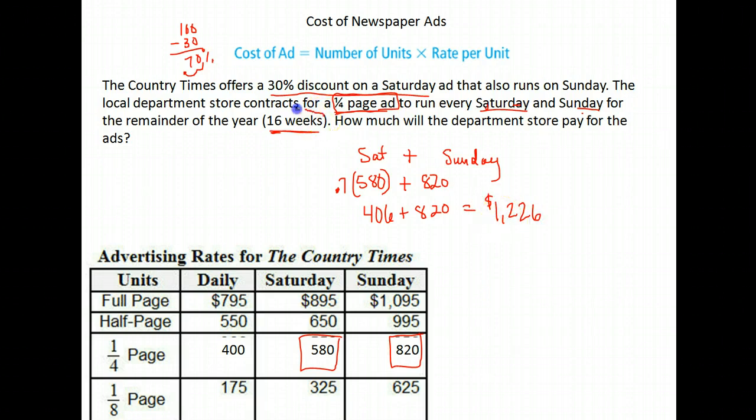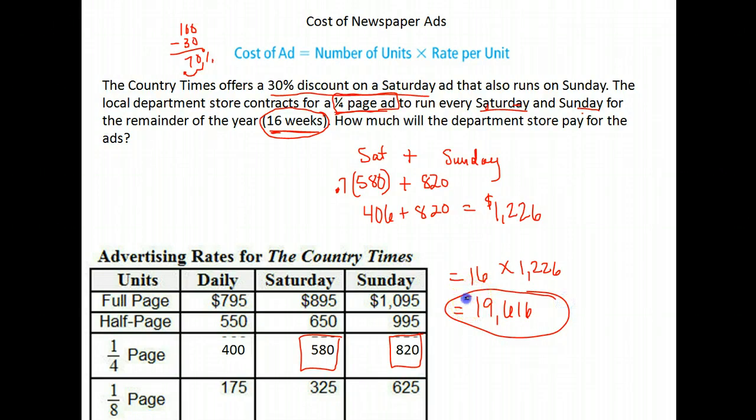They wanted to know how much for the rest of the year, which was going to be 16 more weeks. So we take 16, that's our number of units, times $1,226. That's the cost for each week. When we do that, we get $19,616 would be the cost for 16 weeks, a quarter-page ad that runs every Saturday and Sunday.